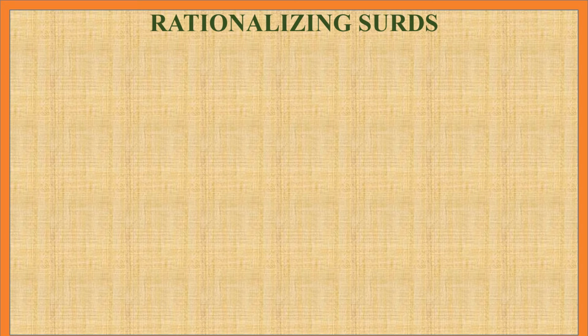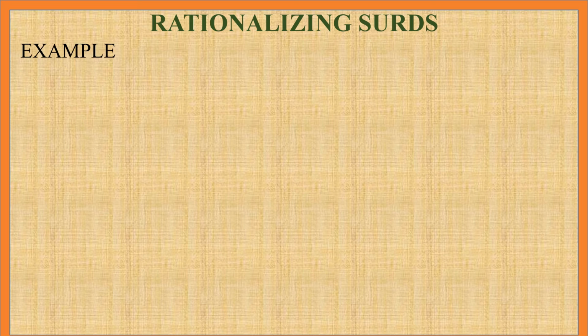Let's now look at how to rationalize surds. Rationalizing surds here means we have to remove the square root from the surds. It can either be a numerator we are rationalizing or a denominator we are rationalizing. So rationalizing simply means removing the square root from the term you are rationalizing.